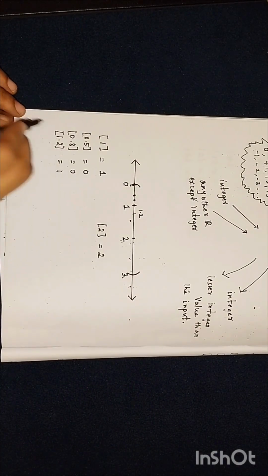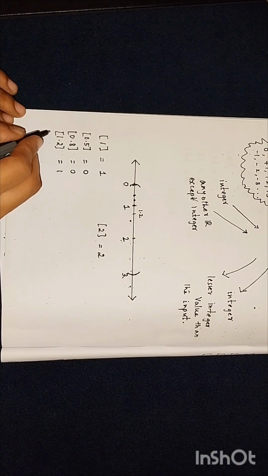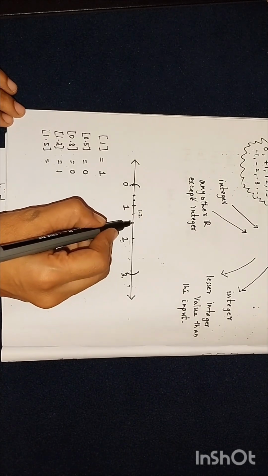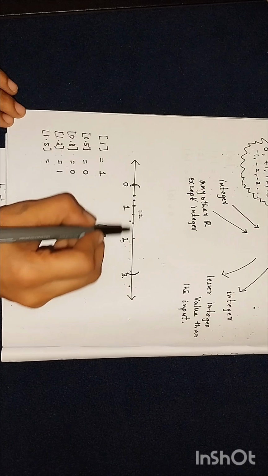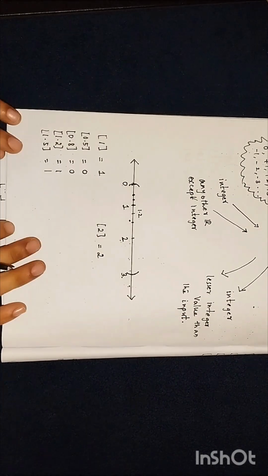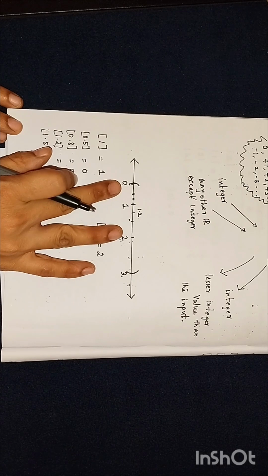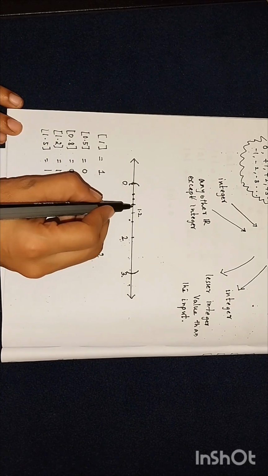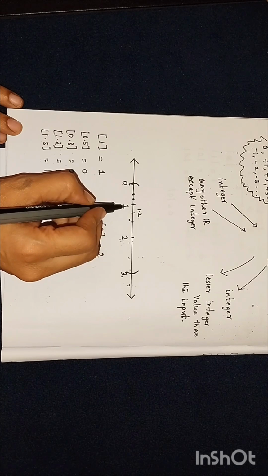Will be 1. Now 1.5, which is greater than 1. So out of 1 and 2, which integer will it select? The least integer, so 1. So from this we can say that for a number lesser than 1, the output will be 0, and for numbers greater than 1, the output will be 1.